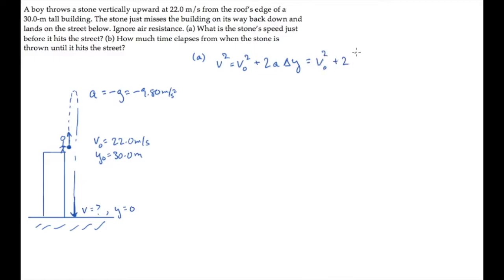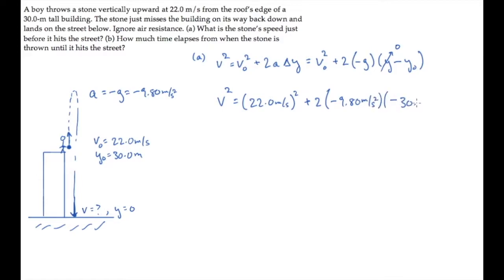The acceleration is minus g, and the displacement in y is final minus initial heights. The final height is 0, so we can rewrite this and substitute the values. When you take the square root and find the magnitude, it equals 32.7 meters per second.